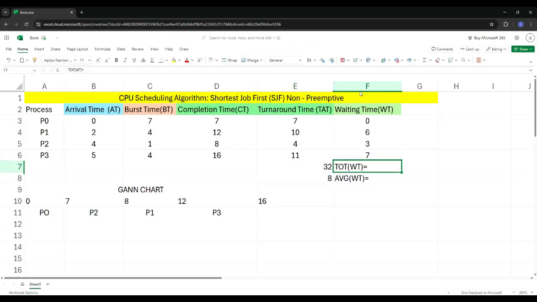Next, let's get the total and average of waiting time. To get the total waiting time, we add P0, P1, P2, and P3. That's 0 plus 6 plus 3 plus 7 equals 16 milliseconds. After we get the total, let's get the average waiting time. We divide the total waiting time by the number of processes. 16 divided by 4 equals 4 milliseconds.